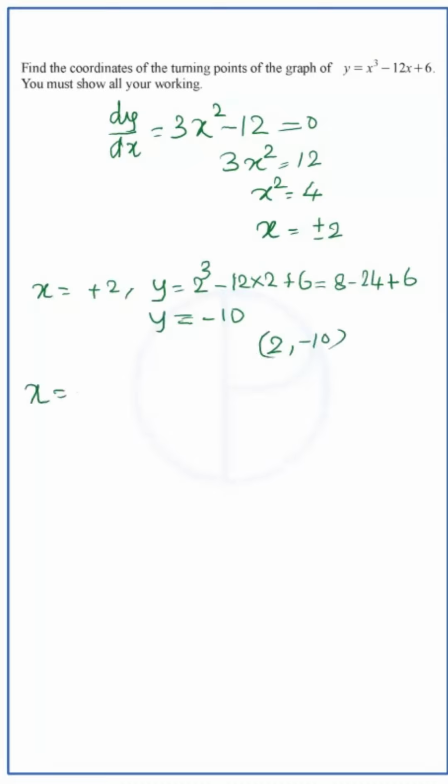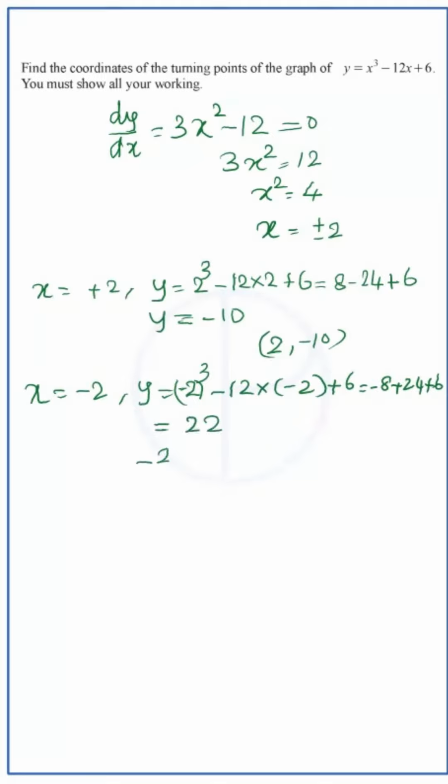Next, x value is negative 2. Y is equal to negative 2 cube minus 12 times negative 2 plus 6, which is equal to negative 8 plus 24 plus 6, which is 30 minus 8, which is 22. So the next coordinate is negative 2 comma 22. So these are the two coordinates of the turning points.